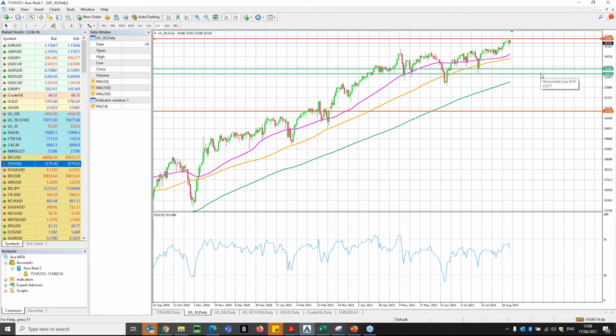So let's look at it, and then let me explain and break it down to you guys. Can you see my MT4 platform in front of you now? You should be able to see my MT4 platform.